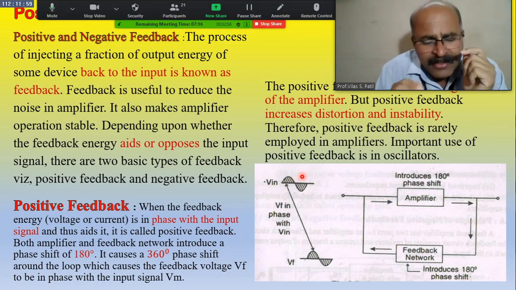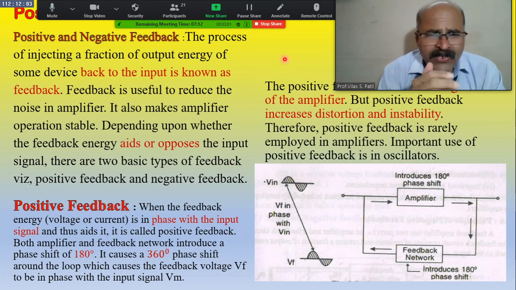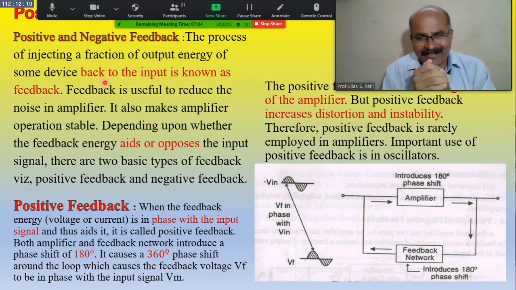See here, there are three very important words, friends, which are the positive, negative feedback.